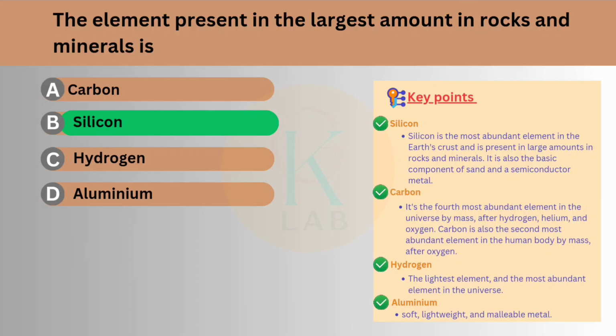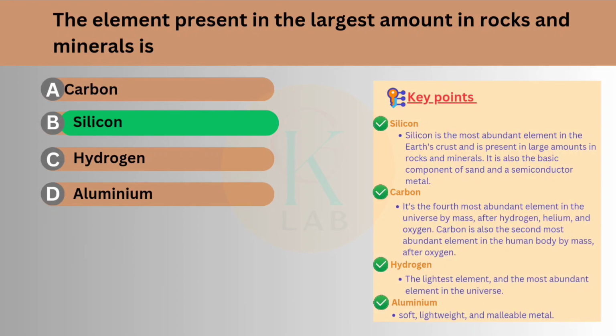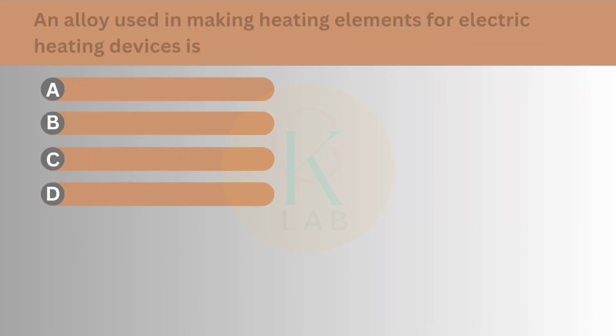Carbon is the fourth most abundant element in the universe by mass, after hydrogen, helium, and oxygen. Symbol of carbon is C. Carbon is the second most abundant element in the human body after oxygen. Hydrogen is the lightest element and the most abundant element in the universe.